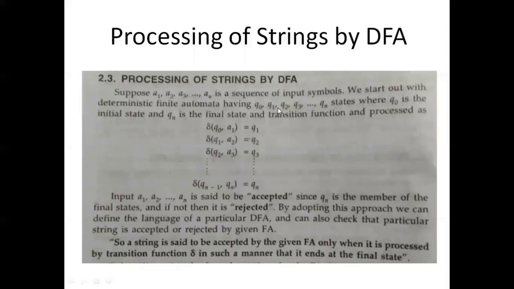Okay, and Q0, Q1, Q2, Q3 and Qn are the states, where Q0 is the initial state and Qn is the final state, and so on. Now if the input symbols are given one by one, like A1 goes to Q0, which transits to Q1, and Q1 takes the input symbol A2, then it transits to Q3, Q3 on input symbol A3 transits to Q4 and so on, and if it reaches the final state, we say the string is completely accepted by the DFA.